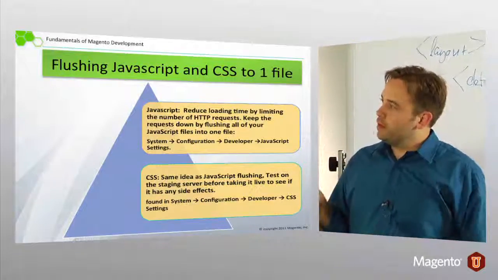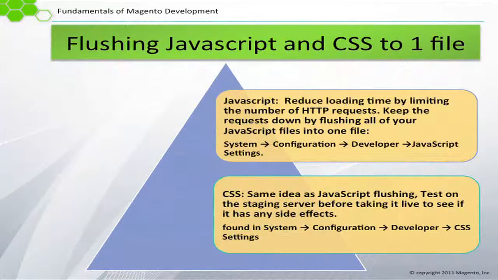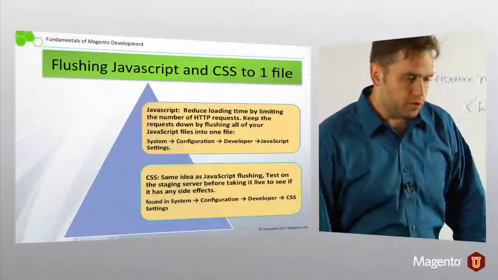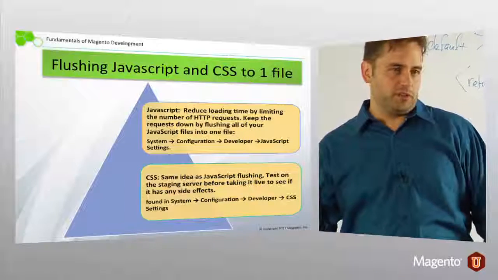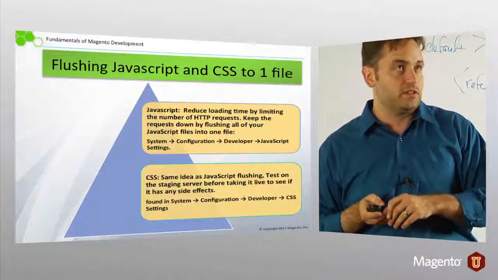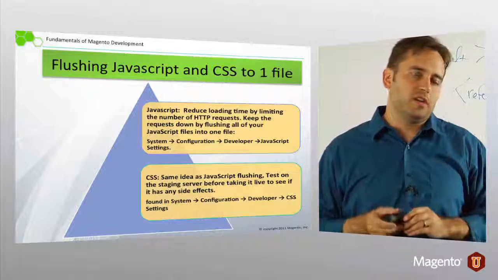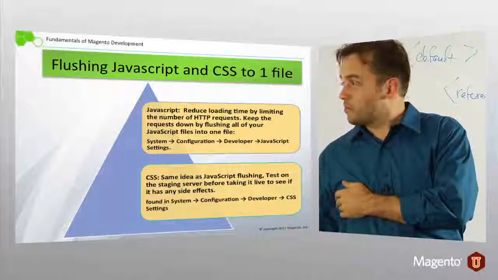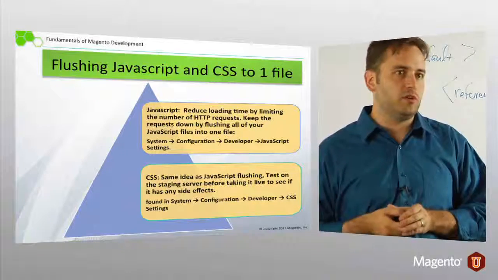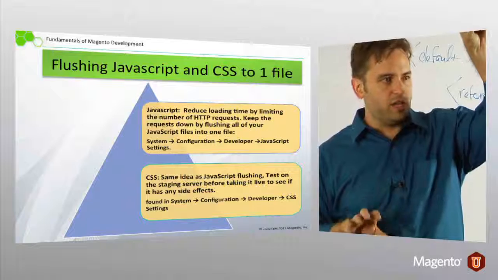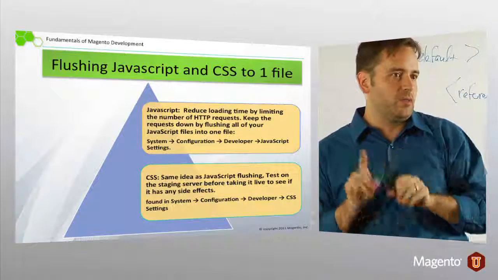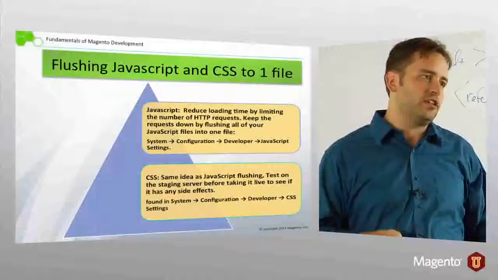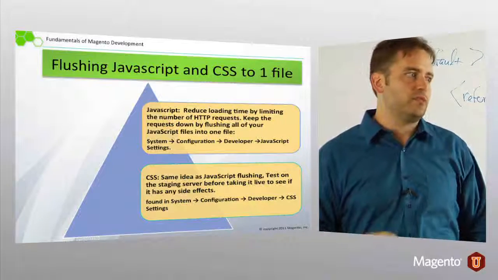Quick note. In System Configuration Developer, there's JavaScript and CSS settings. You can merge all of your files if you've included them, as we saw with the addJs and addCss calls. If you change this configuration setting, you will cause Magento to take all of those files and combine them. Not compress them, but just combine them into one request. So limit your number of HTTP requests. You're going to speed up your site a bit.